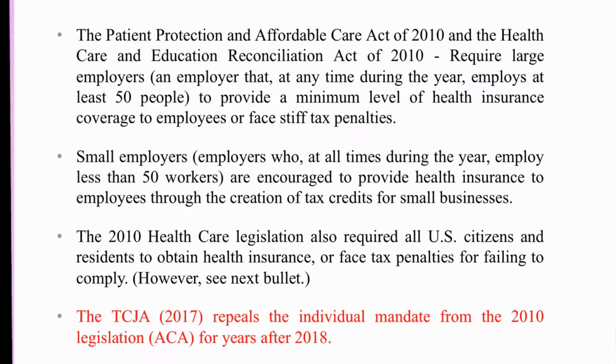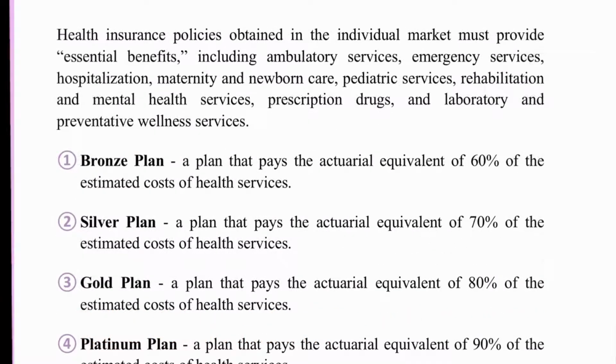So the Affordable Care Act is a big piece of our study this week. And bonus point, what does TCJA stand for? In 2017, it repealed the individual mandate from the 2010 ACA. The Affordable Care Act has 4 different plans, so you'll want to be familiar with these: the bronze, silver, gold, and platinum, and they each give a higher percentage of copay, basically.